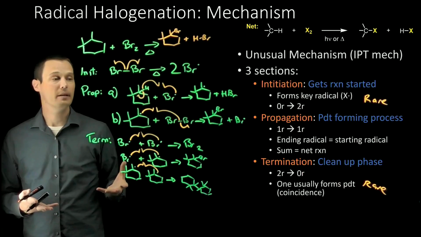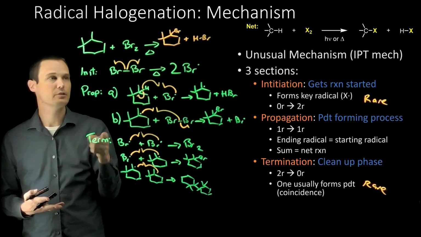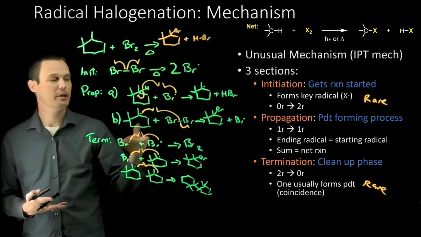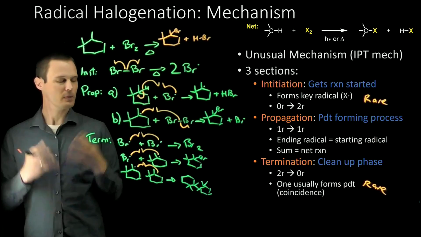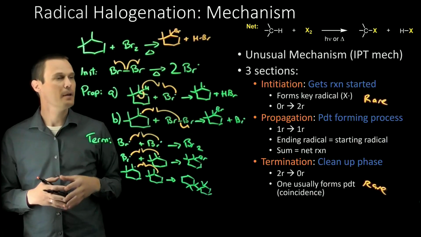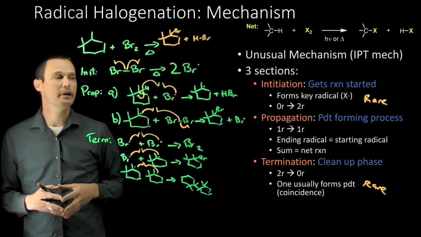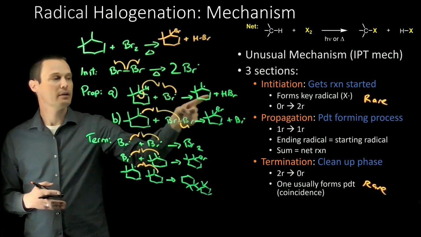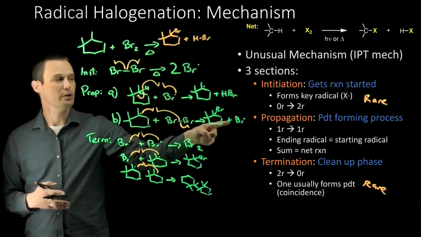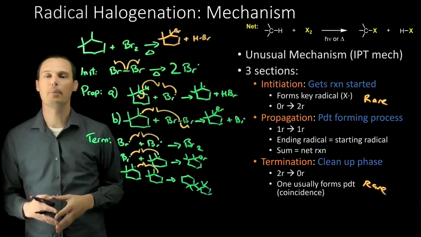If we were asked to draw a mechanism for this reaction, we need to include all three sections, and we need to include the initiation, the propagation sequence, and the termination processes. So this is the entire mechanism. We call these types of mechanisms chain reactions, mainly because of the propagation sequence, where we start with Br dot, we form more Br dot, which can start the chain over again and form our bulk of our product.